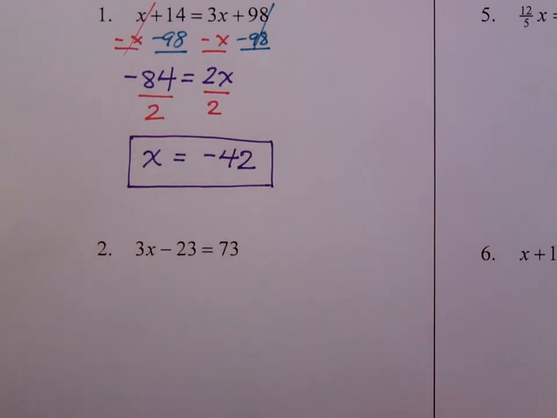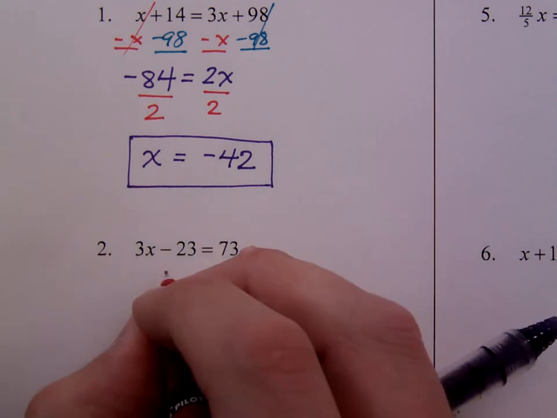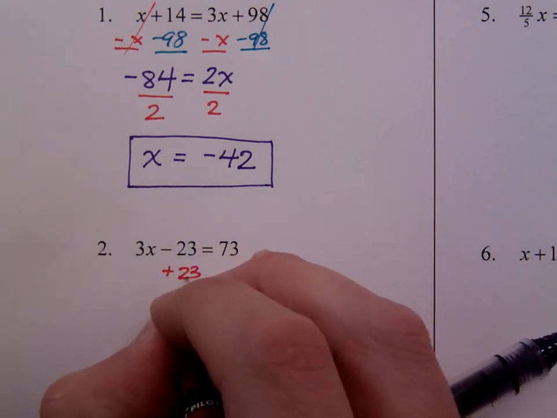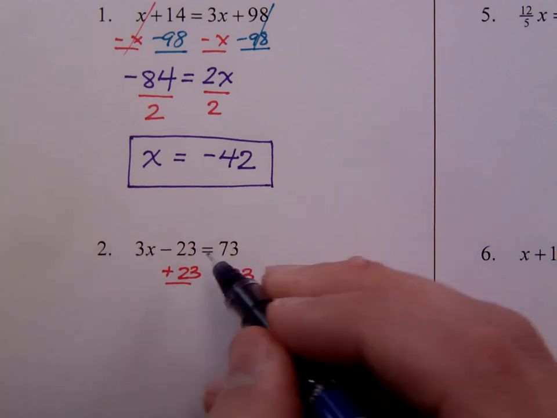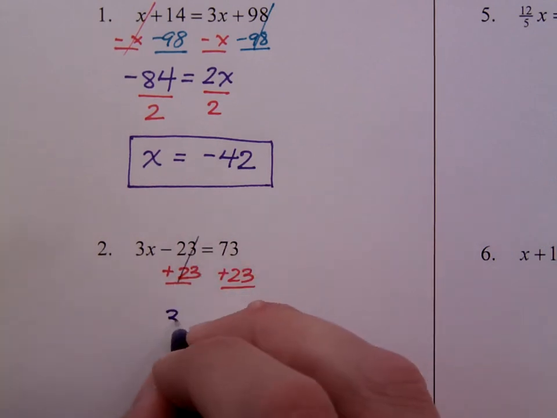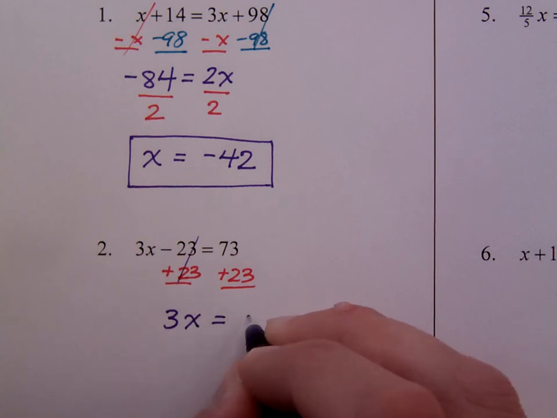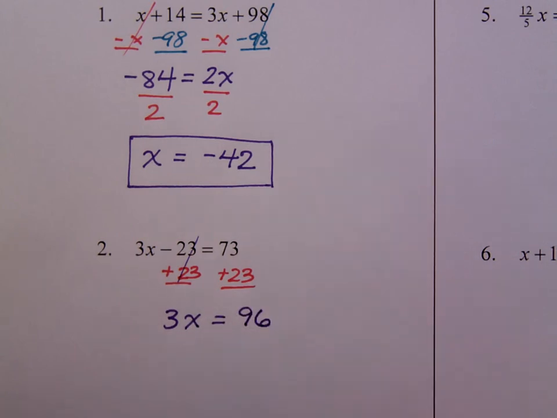And number two, a little bit less complicated than the first one. We just need to move the 23 to the other side. So these guys reduce. I have 3x is equal to 96. So if 3x's are 96, divide by 3, and you find out that x is 32.